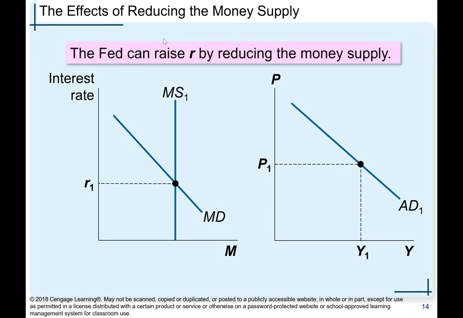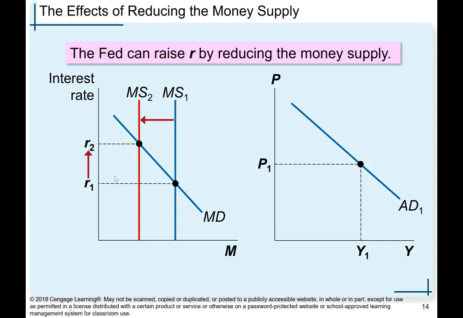The Fed can raise interest by reducing money supply. If you look at the graph to the left side, reducing money supply is shifting this vertical line to the left. As you can see, the new equilibrium is at R2.